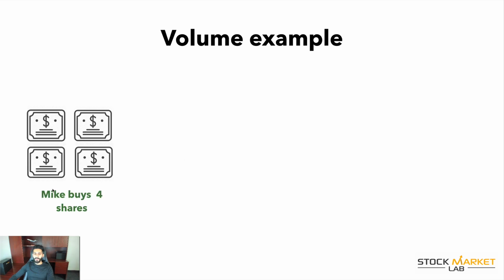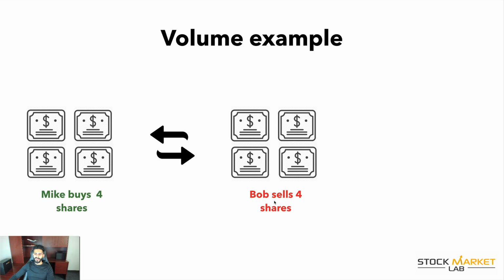So for example, let's say Mike wants to buy 4 shares. If Mike wants to buy 4 shares, Mike has to find a person that is selling the shares. So Bob, let's say, in return, wants to sell his 4 shares. So if Mike buys 4 shares from Bob, Bob has to sell his shares and find someone who's interested in buying, right? So this works hand in hand. They both need one another.